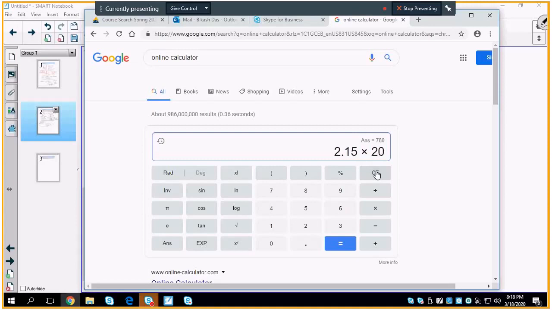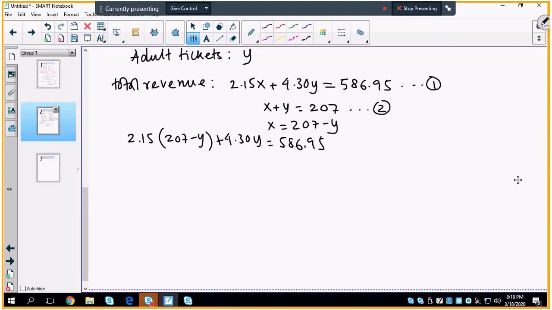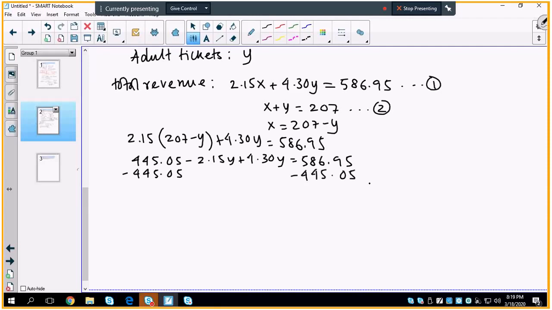2.15 times 207 should give me 445.05 minus 2.15y plus 4.30y is equal to 586.95. So if I subtract 445.05 from both sides, because I will essentially solve it for y, so I want the numbers to be on the other side, I will get, now these two numbers together will give you 2.15y, 4.30 minus 2.15.